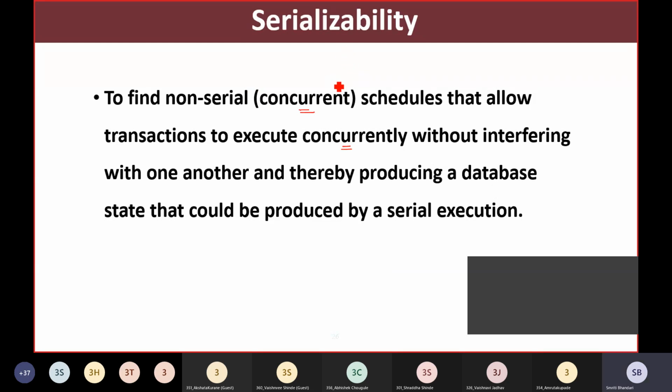I'll repeat. What is serializability? Serializability is the concept that will help us to find non-serial or concurrent schedules that allow transactions to execute concurrently without interfering with one another and thereby producing a database state that could be produced by a serial execution.